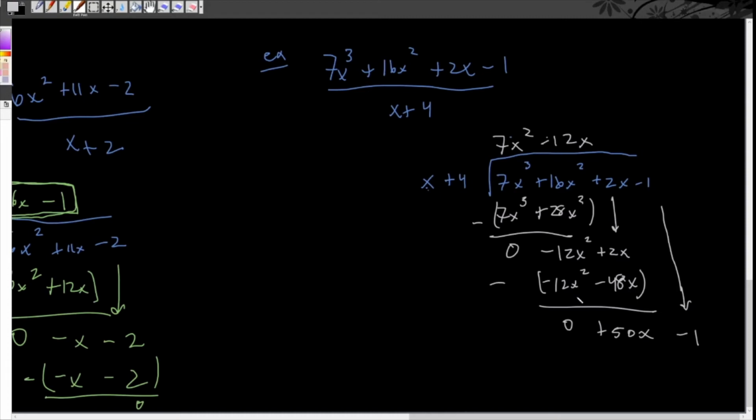So what times x makes 50x? It's just 50. 50 times x is 50x. And then 50 times 4 is 200. Subtract this off. So this becomes negative 201. And that's my remainder. So I get minus 201 divided by x plus 4.